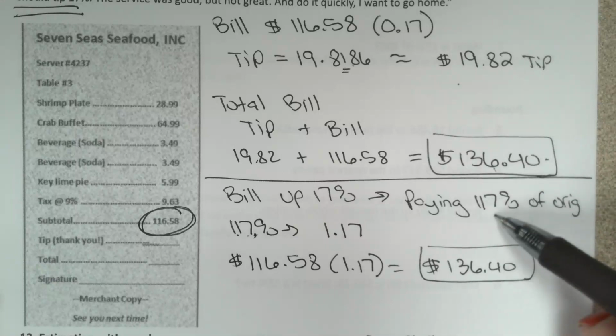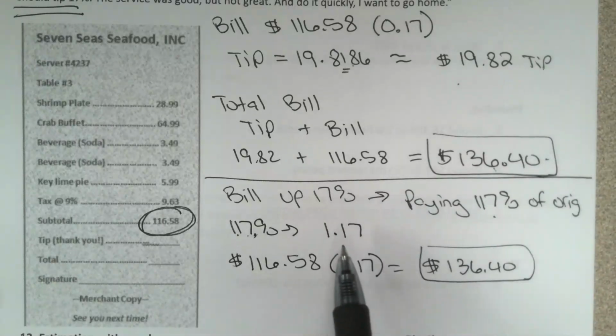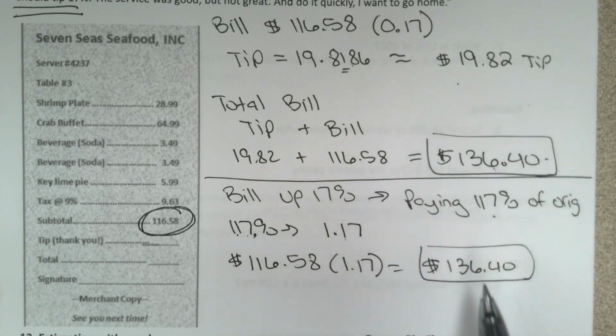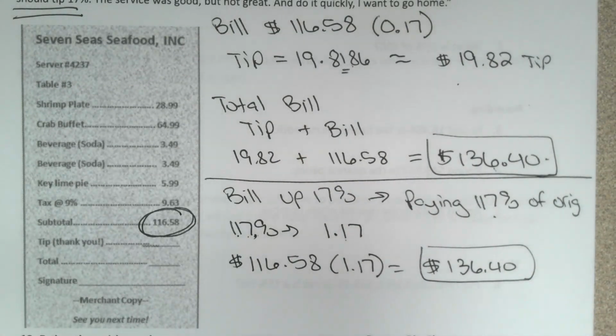So if you know that your bill is going to go up, you can basically just add a 1 to whatever you want to tip, and then you don't have to calculate the tip and then add. It saves a step. So this is a fun fact.